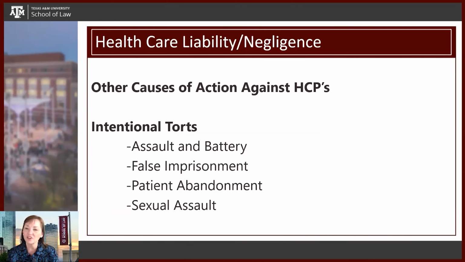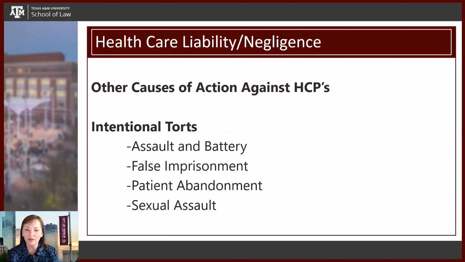Other causes of action against healthcare providers, it's not all negligence. Now, the vast majority of claims against healthcare providers, whether they're institutions or whether they're individuals, are going to be negligence-based malpractice type actions. But then healthcare providers are also subject to being sued for intentional torts.